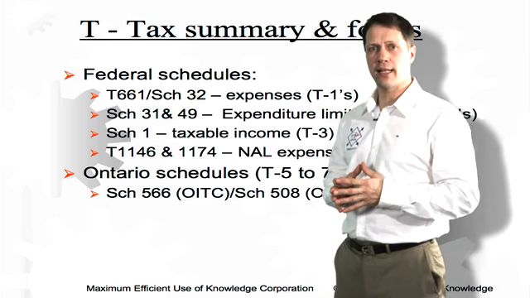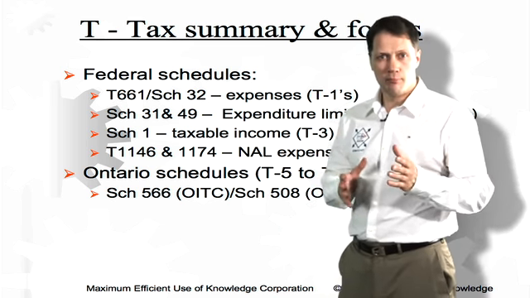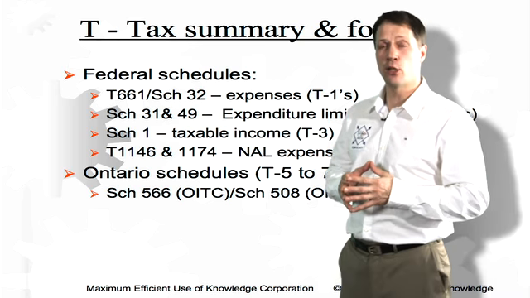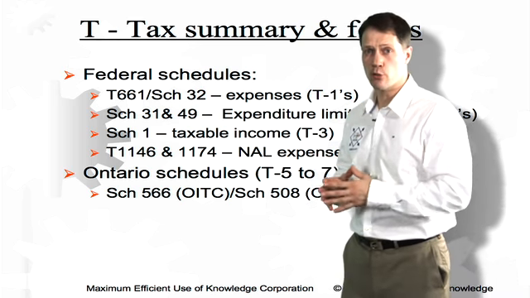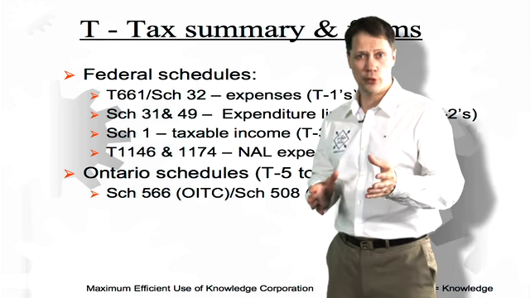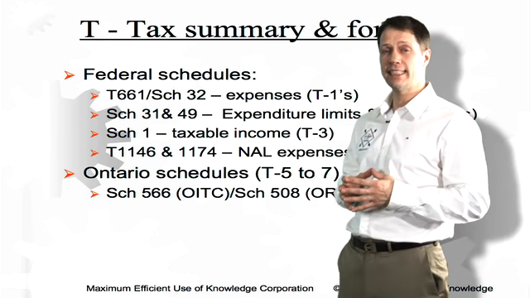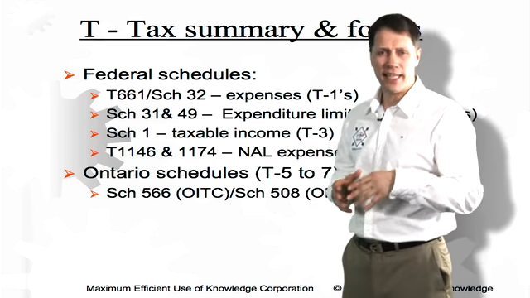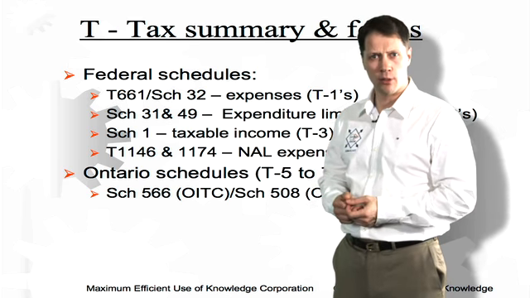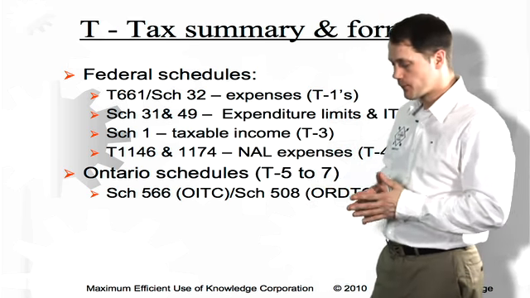Now, one thing to mention about this form is it's one of the few forms you're going to see that still has two names. It's referred to as Schedule 32, and it's also referred to by its old name, Form T661. Why does the CRA keep two names for the same form, other than to confuse people?